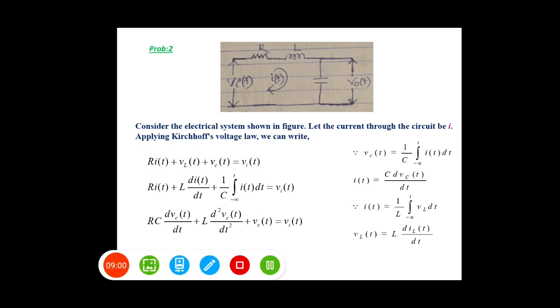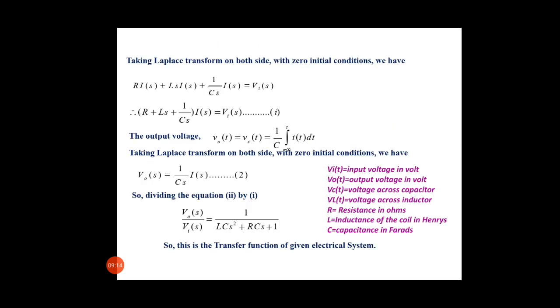Now, after getting the differential equation model of the system, to get the transfer function model, we need to apply the Laplace transform here. After applying the Laplace transform, the input voltage is equivalent to R I(s) plus L s I(s) plus 1 by Cs into I(s).